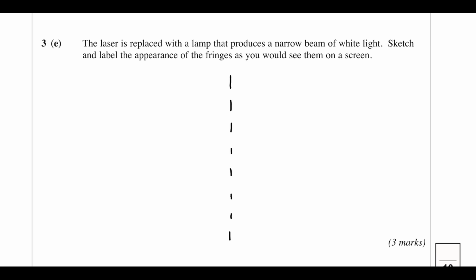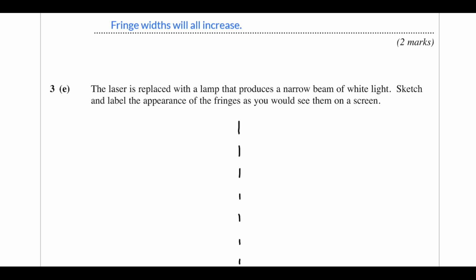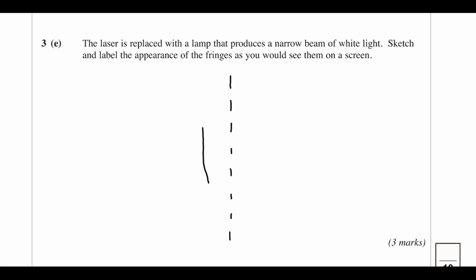So red light has a longer wavelength, so you'd expect all of the fringes to have red on the outside, and then they would have violet on the inside, but the central one would be white. So let's sketch. So let's say this is your double width central one, which is white there.